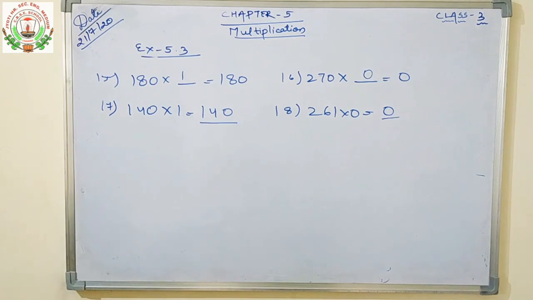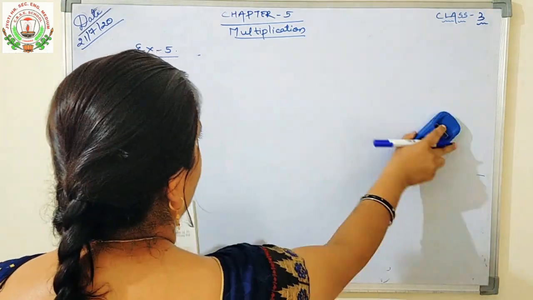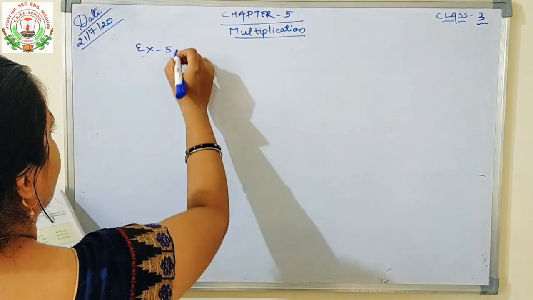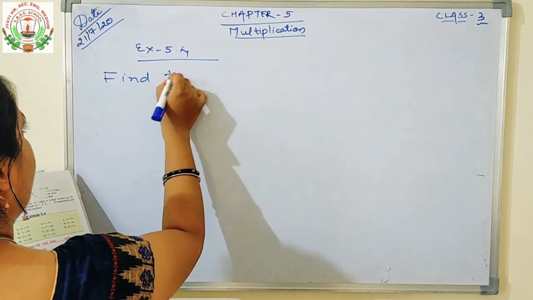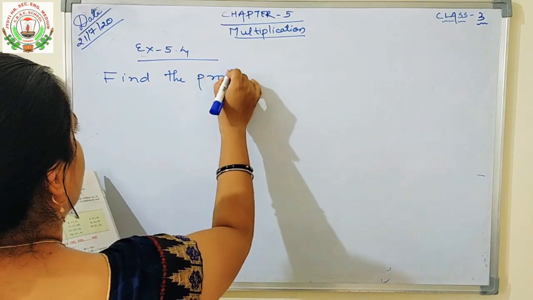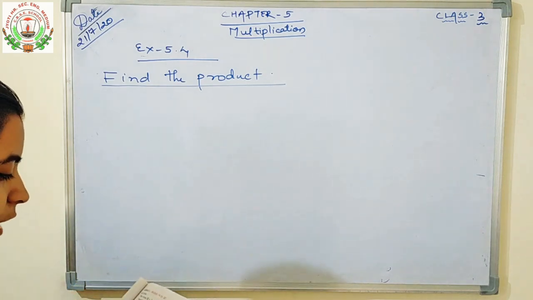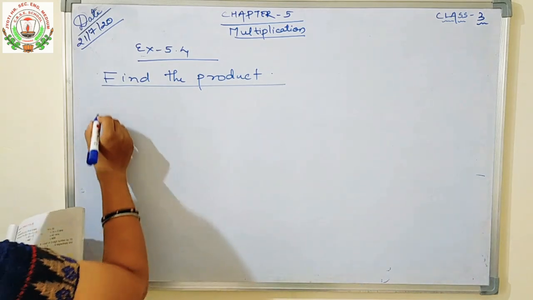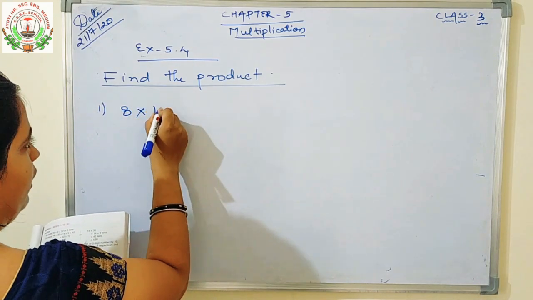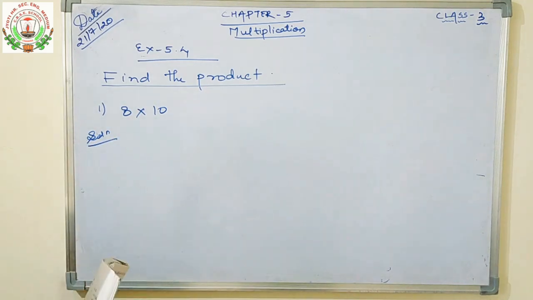Now the next exercise is 5.4, find the product. You have to find the product. Find the product means you have to multiply this, okay? So, first one is 8 into 10. We will follow the simple process only, because there are many ways to find the product, but you have to write in the correct way.